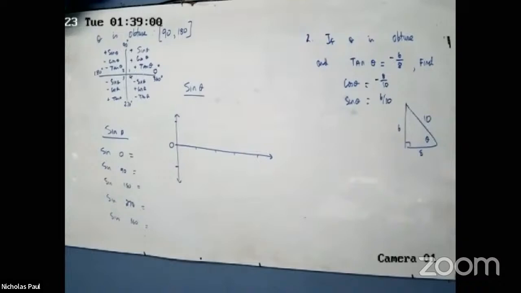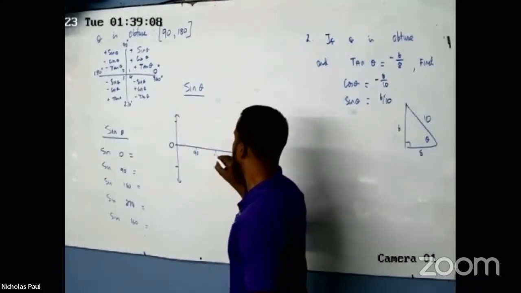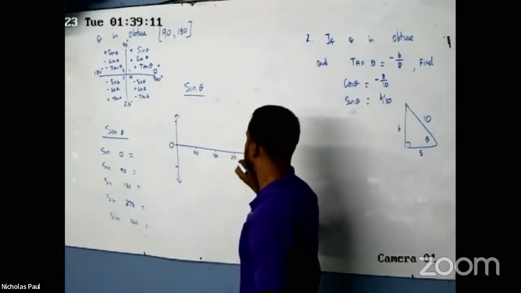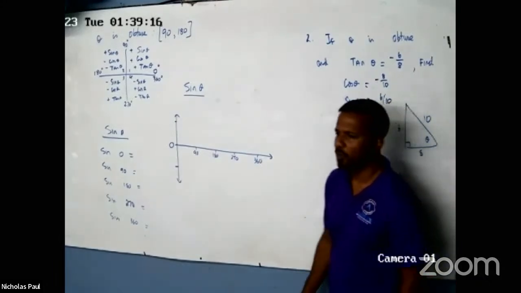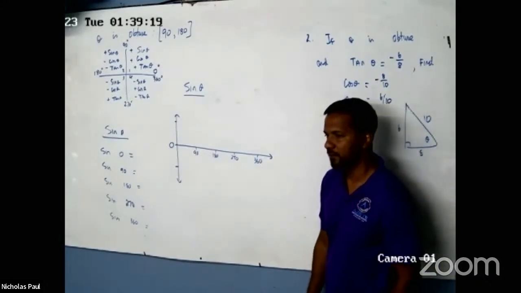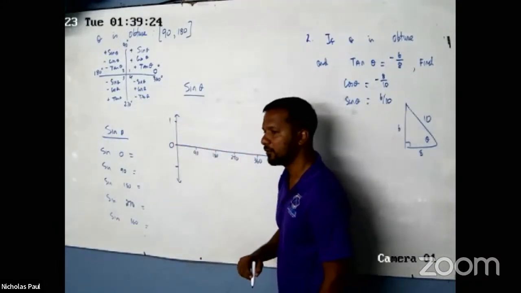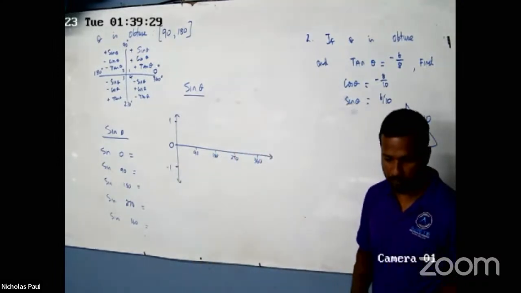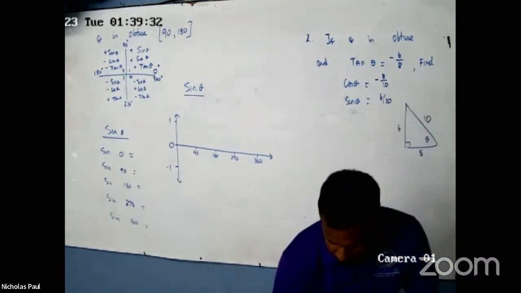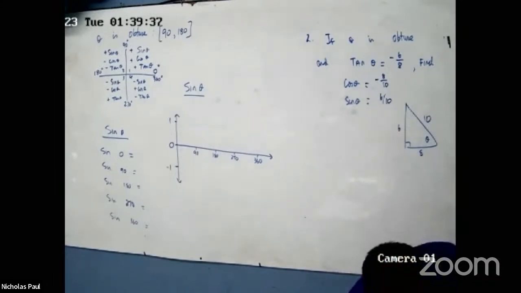And then we're going to try to plot it. Here is 90, here is 180, 270, 360. What was the largest value that you all got for sine? 1. There's no value bigger than 1. And the smallest value, -1. There's nothing smaller than -1. All right, let's plot them up and see what we get.